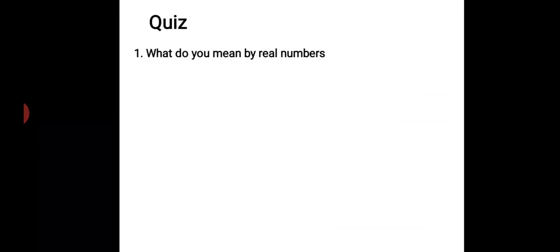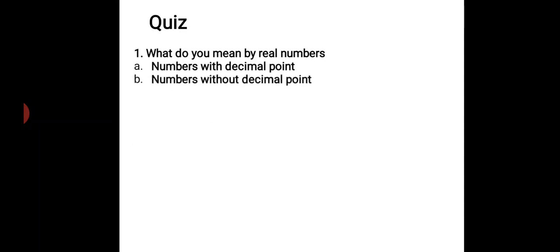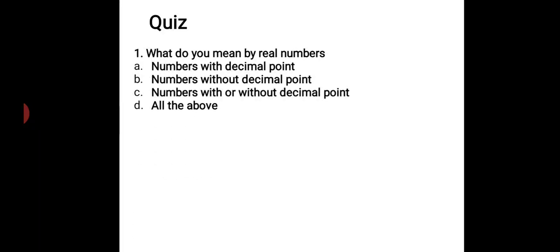We discuss some questions on this particular concept. What do you mean by real numbers? The options are: numbers with a decimal point, numbers without a decimal point, numbers with or without a decimal point, all the above. Which one is correct? A, numbers with a decimal point, is correct.